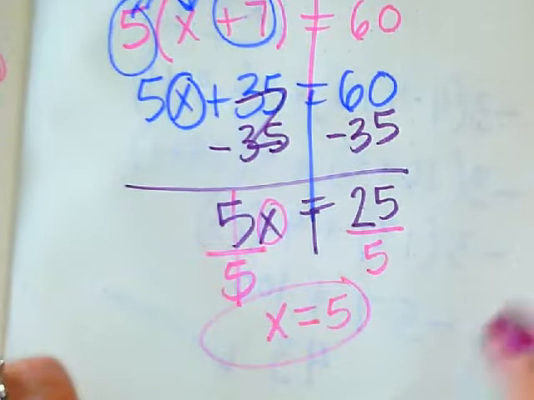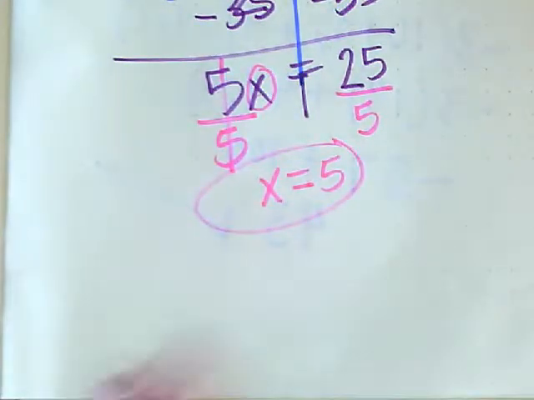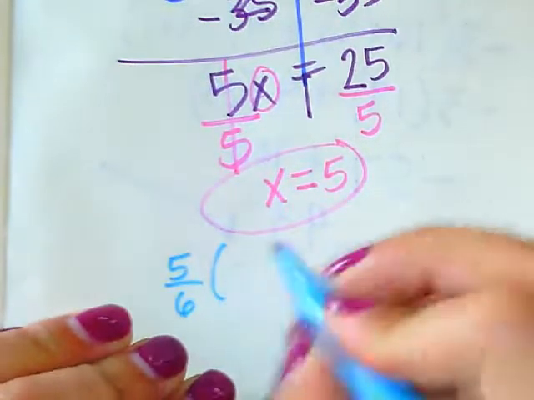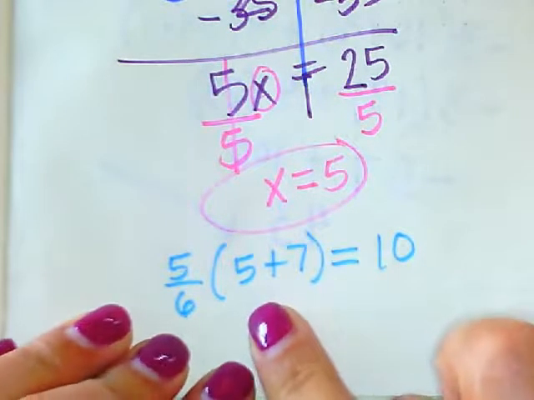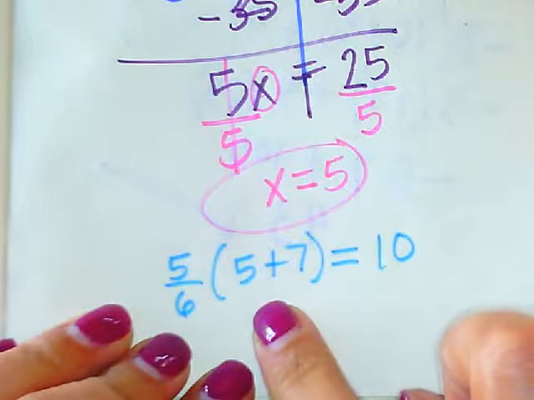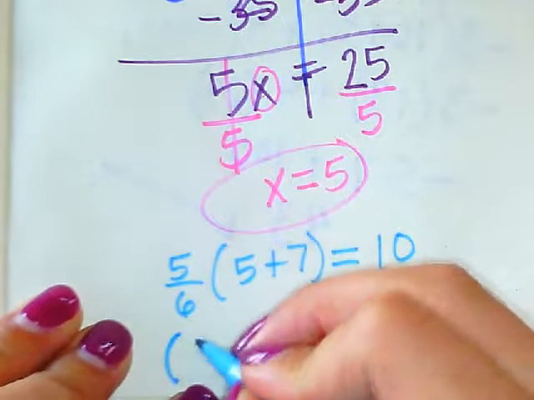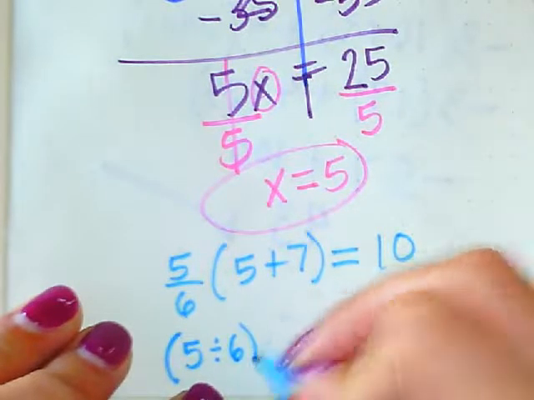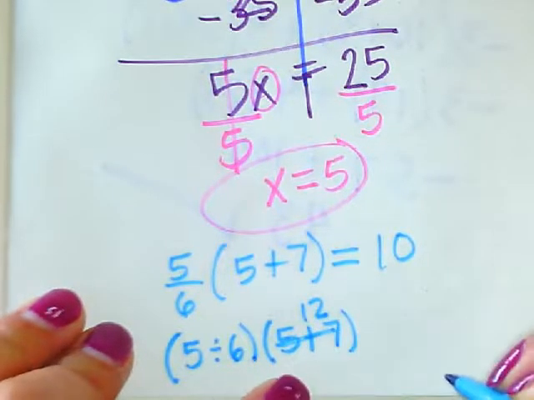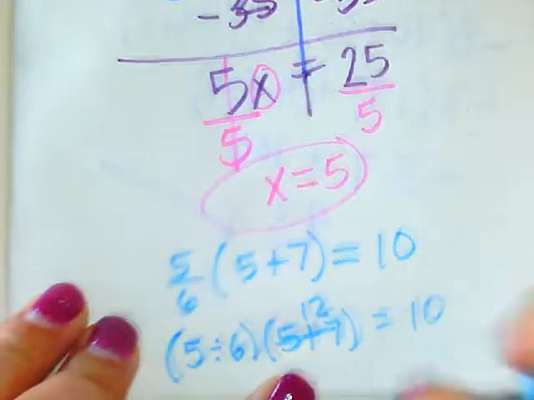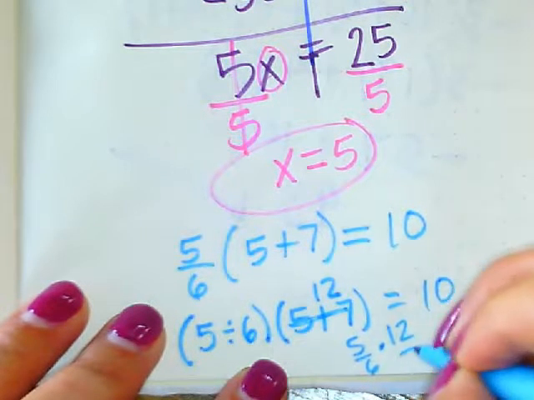Now again, if you have your calculator, your last step is to check that your answer is correct by plugging in. So I have the original problem, and you can verify with your calculator if this is true. So in your calculator, you can type this into parentheses. You would type 5 divided by 6, and then times 5 plus 7, or 12, and then see if that gives you 10. You can do it here. 5 divided by 6 times 12.